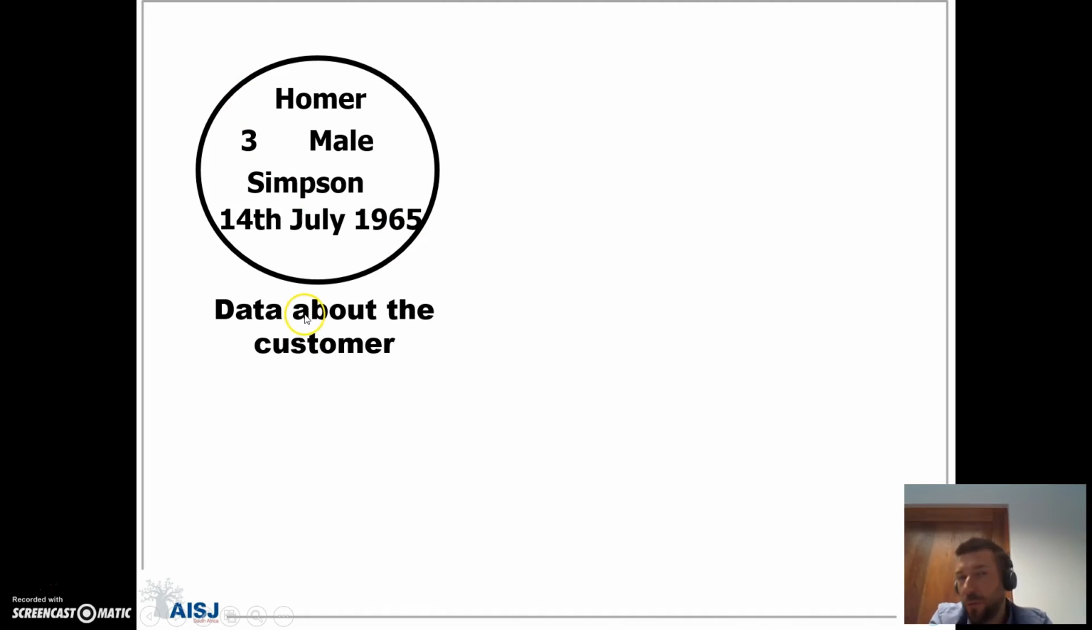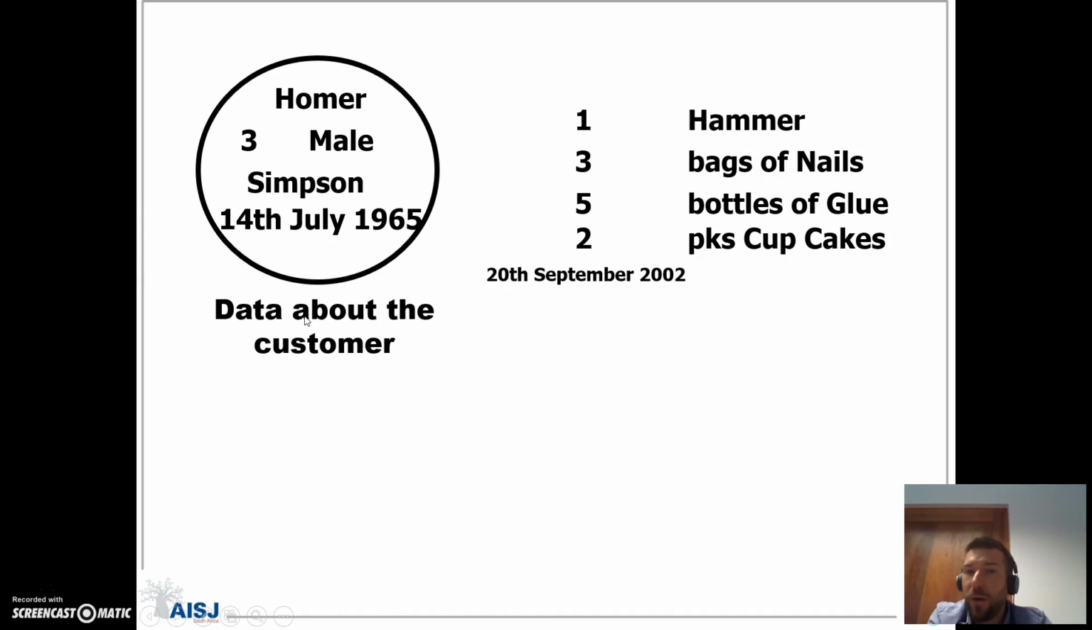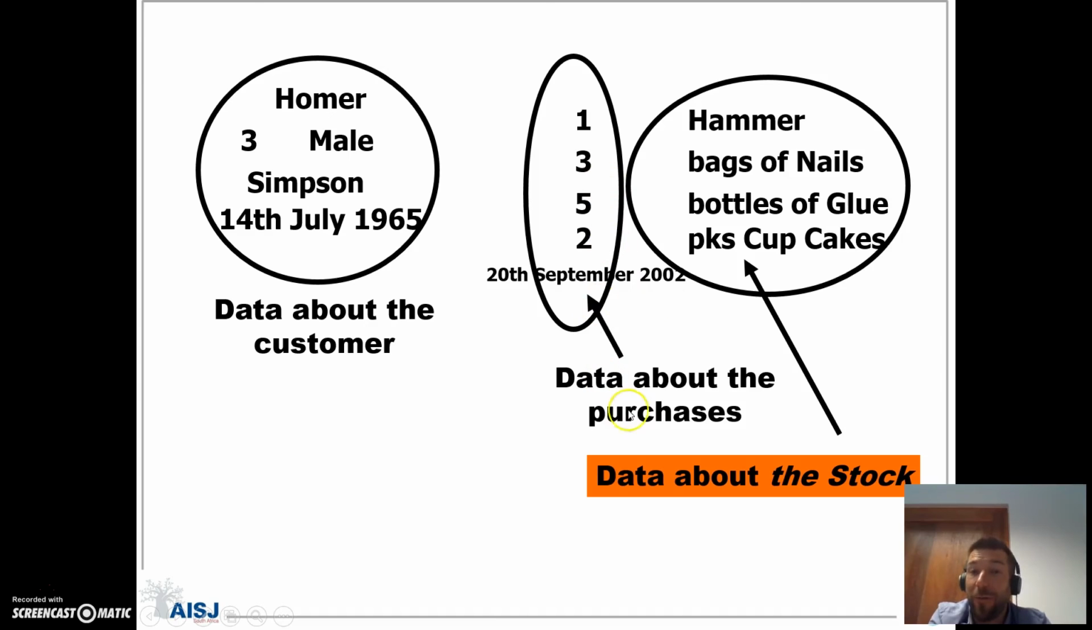Okay, data about the customer. We sorted that out already. Now, what's happening here? We've got data about the purchases, right? But actually, it's not just one thing. It's actually data about the purchase and data about the stock. So what we've done by looking for that repeated data is like our sort of symptom of a problem. That's how you think about it. By looking for repeated data, we can identify that a table doesn't contain data about one thing. It contains it about more than one thing.